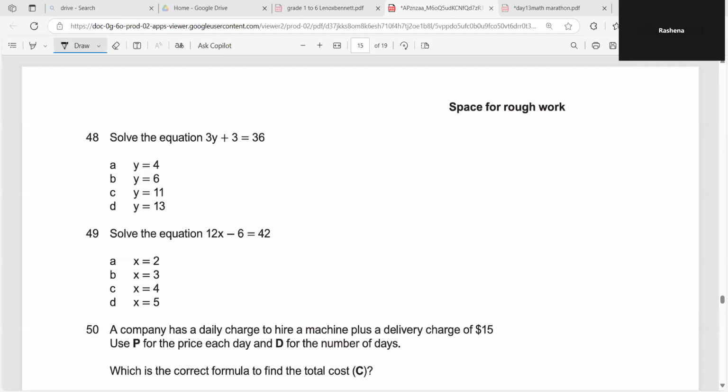Sir, my answer was C, y equals 11, because the first thing you do, you're going to subtract 3 from 36 because it says addition, but you said that they're like opposite. So if it's subtraction, you do addition. If it's addition, you do subtraction. So when I subtracted 3 from 36, I got 33, and I divided it by 3, which gave me 11.